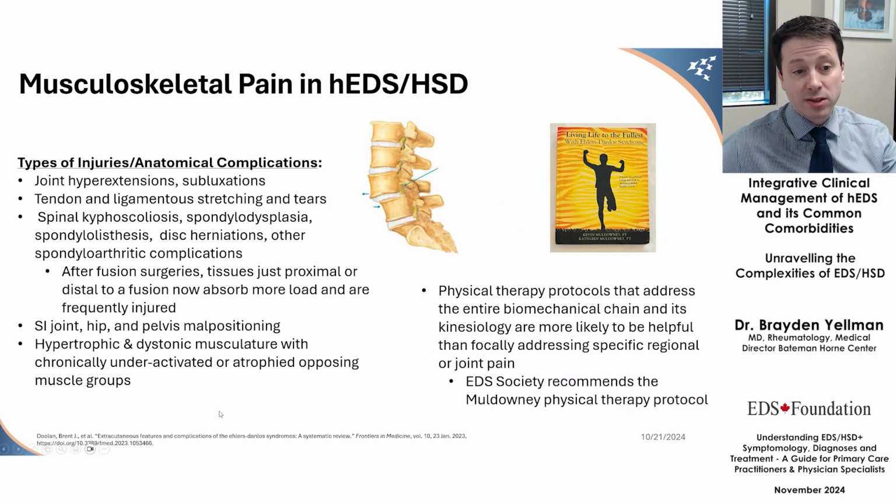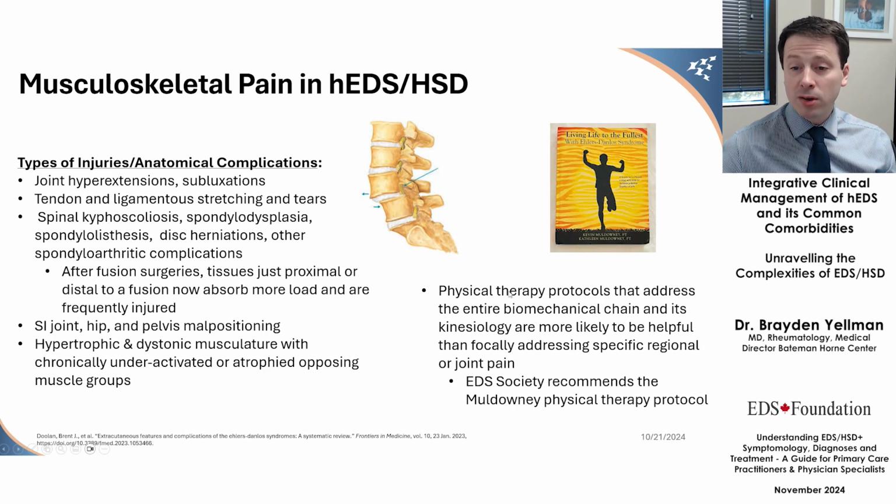And this is by no means an exhaustive list, but just some examples of types of injuries you'll see in patients with hEDS: joint hyperextensions, subluxations, tendon and ligamentous stretching, tendon and ligamentous tears, spinal kyphoscoliosis, spondylodysplasia, spondylolisthesis, disc herniations. And I would point out, some of our patients may have fusion surgeries, lumbar fusions, cervical fusions. The tissues just proximal or distal to those fusions now absorb way more force and load. They're still weak, and they're frequently injured. So you get herniations right above that initial fusion surgery. So watch for that. SI joint, hip, and pelvis malpositioning, hypertrophic and dystonic musculature, with the opposing muscle groups being chronically underactivated and atrophied, all can happen.